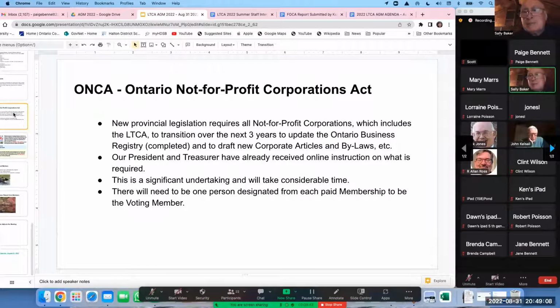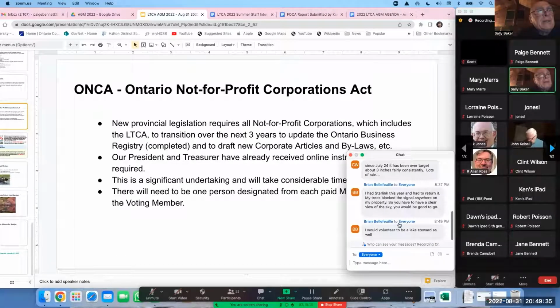Next, please. This is a new agenda item. The Ontario government passed legislation a year or so ago that all Ontario not-for-profit corporations, which includes Lake Talon Conservation Association, must comply with this new legislation over the next 3 years.